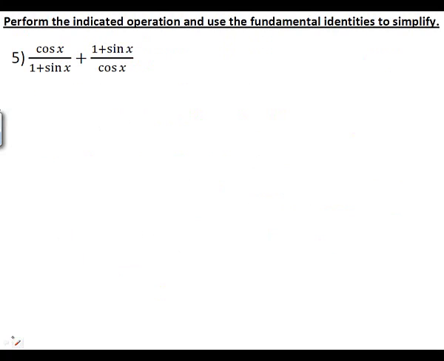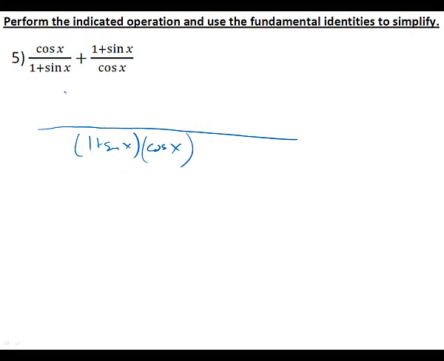All right. So we have to perform the indicated operation and use the fundamental identities to simplify it. So I am going to use fraction addition here. Okay? So I need my LCD. What do you think your LCD is? And times cosine, right? All right, so this is where we look at what's missing from the denominator. So what's missing in this first denominator? Cosine. So I'm going to multiply by cosine x. What's cosine x times cosine x? Cosine squared x. Remember, cosine acts like a variable.